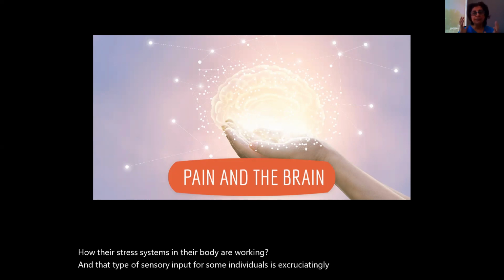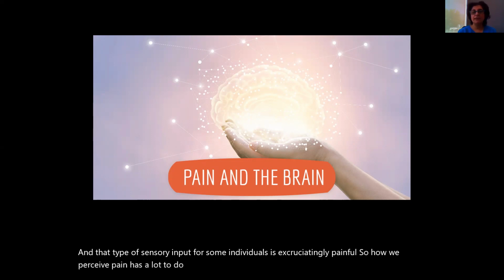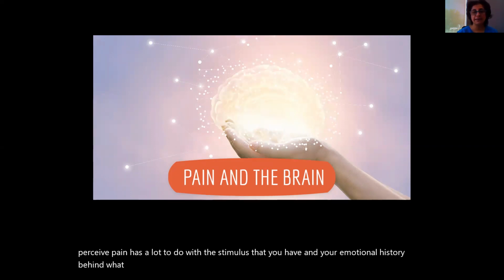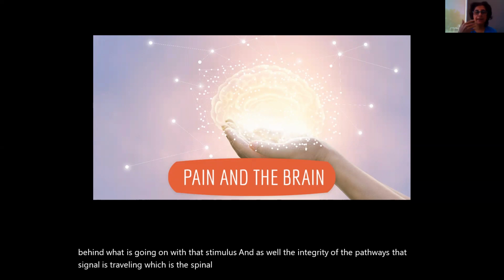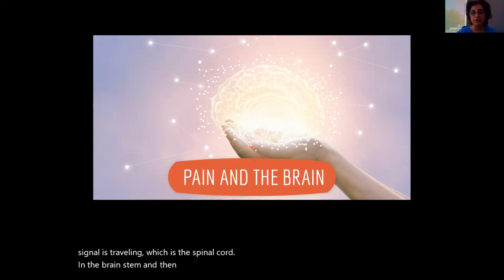So how we perceive pain has a lot to do with the stimulus that you have, your emotional history behind what is going on with that stimulus, and as well the integrity of the pathways that the signal is traveling, which is the spinal cord and the brain stem and then the other nerves that are involved.